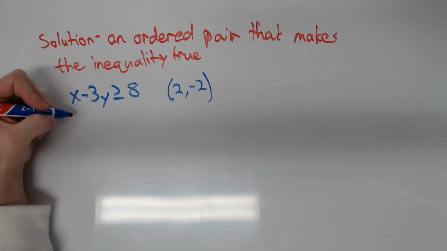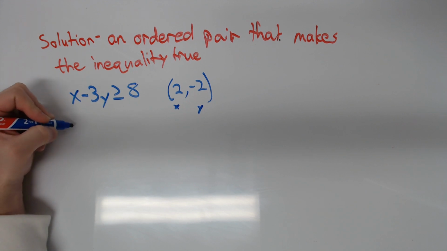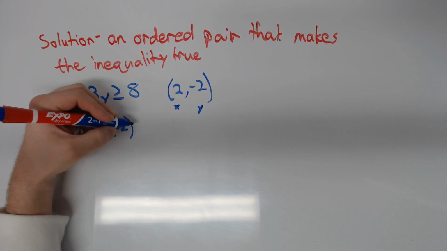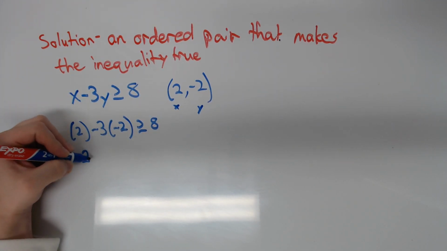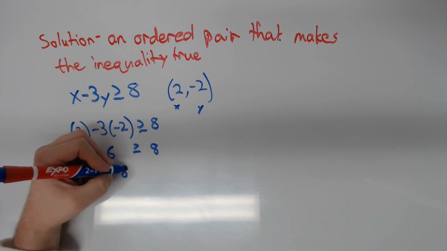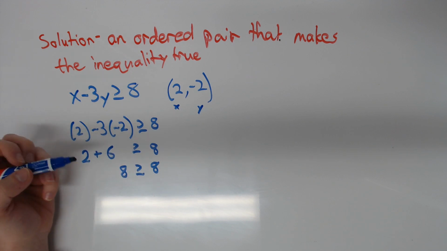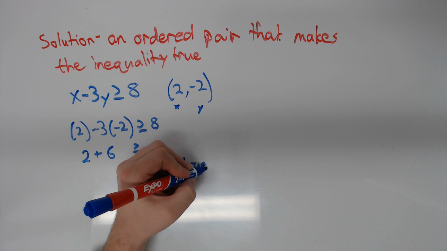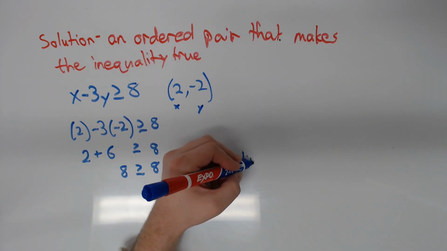Here's another one. Plug in my ordered pair as the x and the y. -3 times -2 is +6. 2 plus 6 is 8. 8 greater than or equal to 8? Well, because we have the or equal to sign, that one works. So it's true. We would call that a solution.